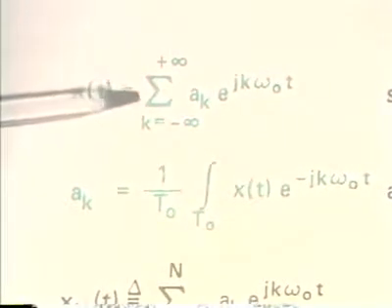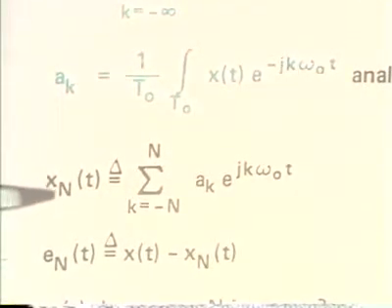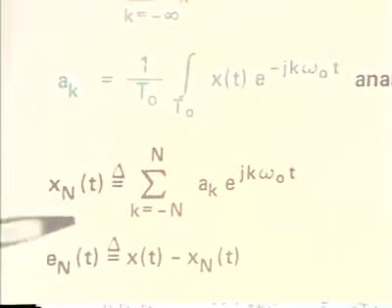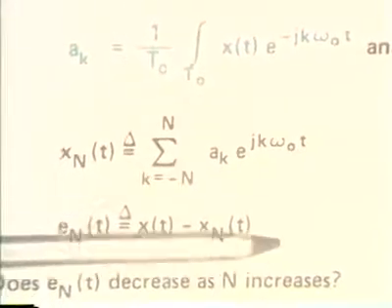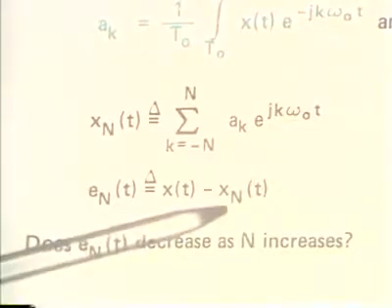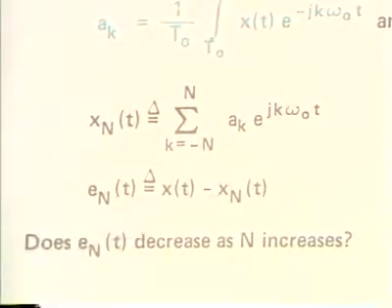Well, let's again use the notion of our partial sum. So we have the partial sum down here, and we can think of the difference between this partial sum and the original time function as the error. And I've defined the error here. And what we would like to know is, does this error decrease as we add more and more terms? And in fact, in what sense, if the error does decrease, in what sense does it decrease?